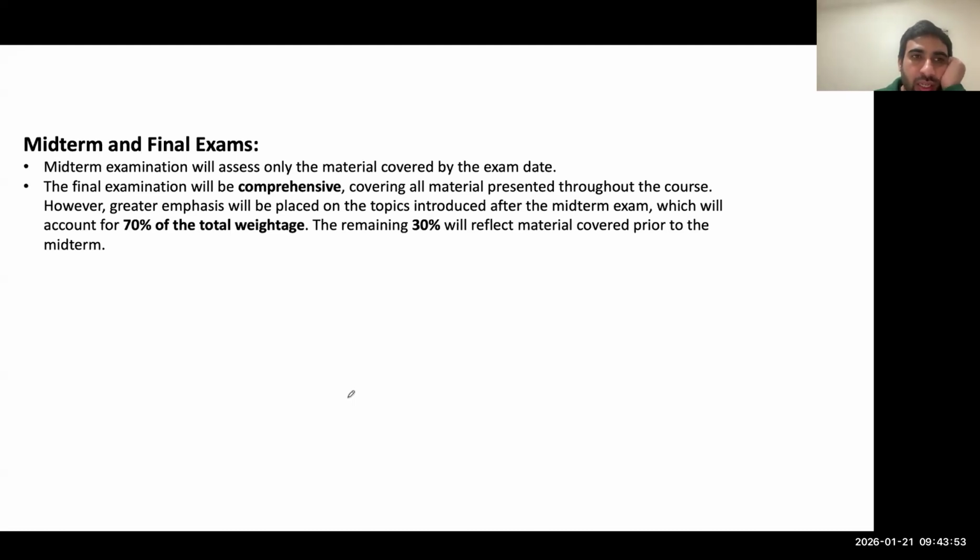Okay, midterm and final exams. The midterm exam will assess only the material covered by the exam date. Definitely, I mean, it's kind of understood. The final exam will be comprehensive, so it will be covering all the material presented throughout the course.